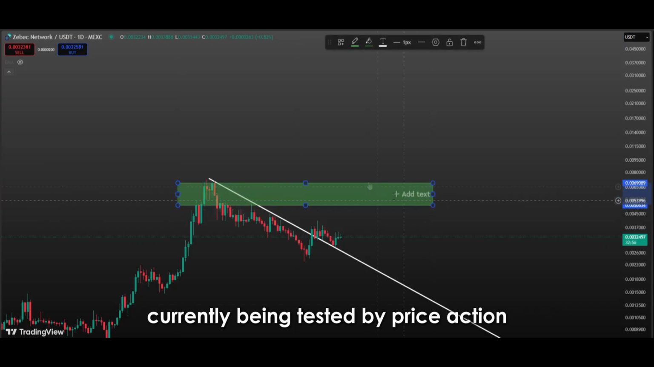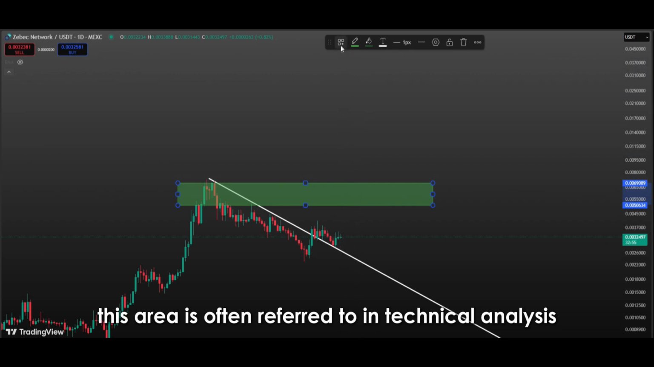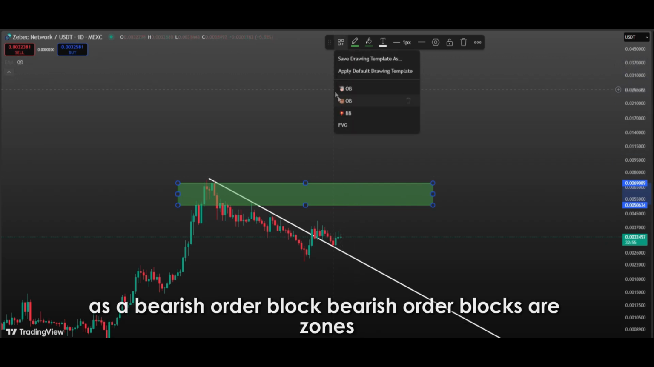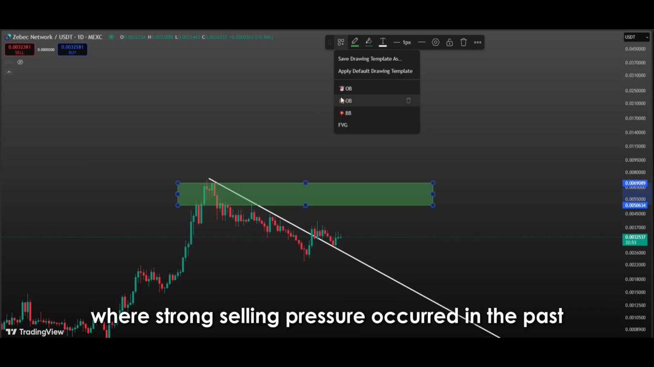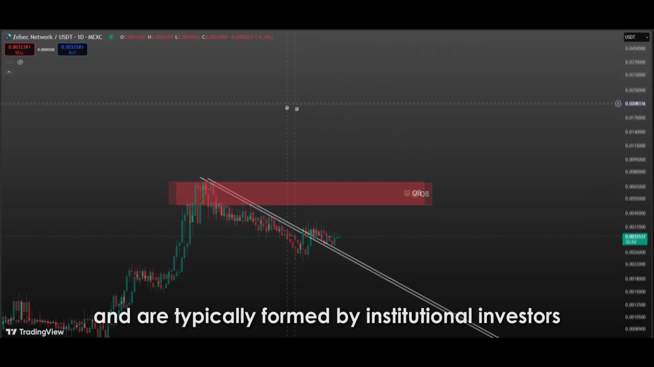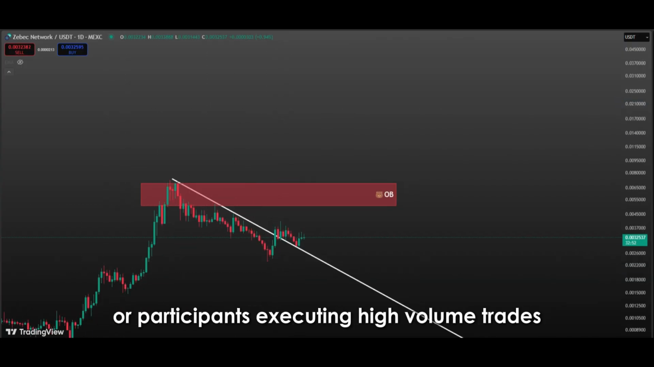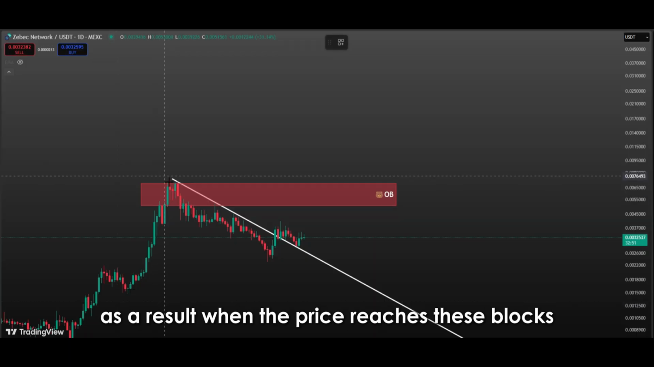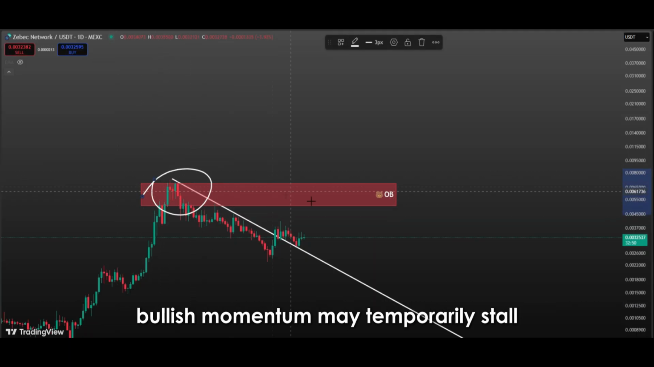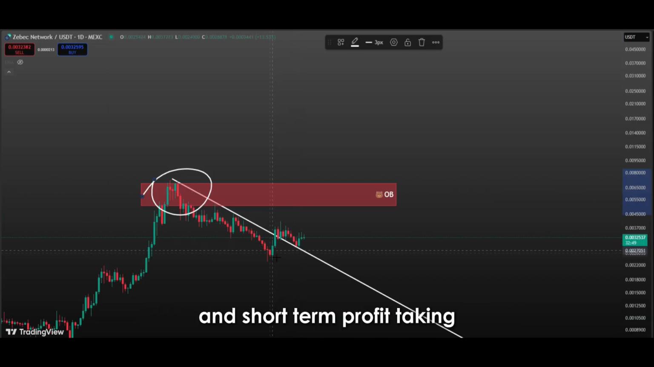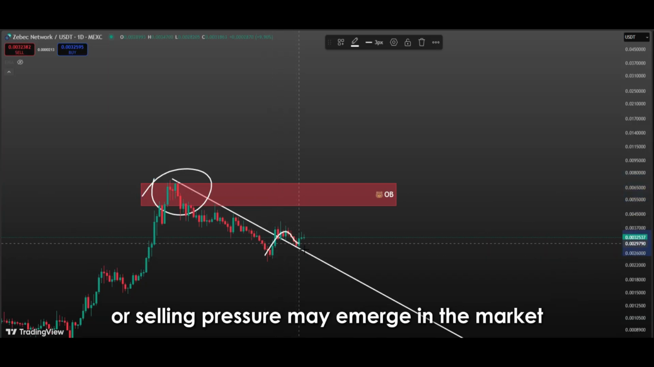One of the key structural elements that stands out on the chart is the upper resistance zone currently being tested by price action. This area is often referred to in technical analysis as a bearish order block. Bearish order blocks are zones where strong selling pressure occurred in the past and are typically formed by institutional investors or participants executing high-volume trades. As a result, when the price reaches these blocks, bullish momentum may temporarily stall and short-term profit-taking or selling pressure may emerge in the market.